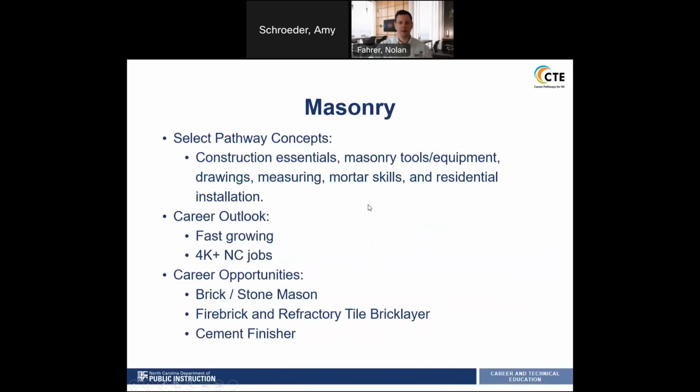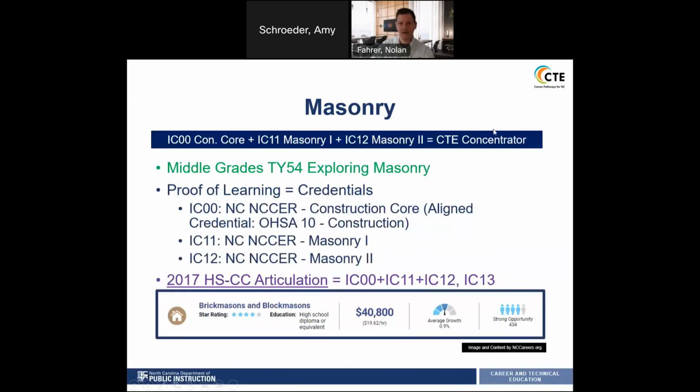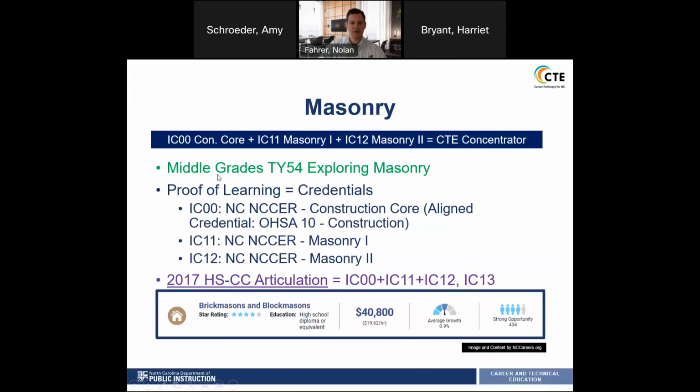Just to talk a minute about masonry, the masonry pathway, again, there's your concentrator up there. I wanted to show that there's an exploring course, brand new, just came out last year, and it's especially great if you have a high school program, to help build the capacity in those high school programs, because the middle school course has a skills base and partners with the North Carolina Masonry Association. For all these construction courses, you're going to see the proof of learning is credentials, and there are specific credentials with all 3 of those courses, starting at the foundational prerequisite all the way through that concentrator level. So I want to kind of show the pipeline.